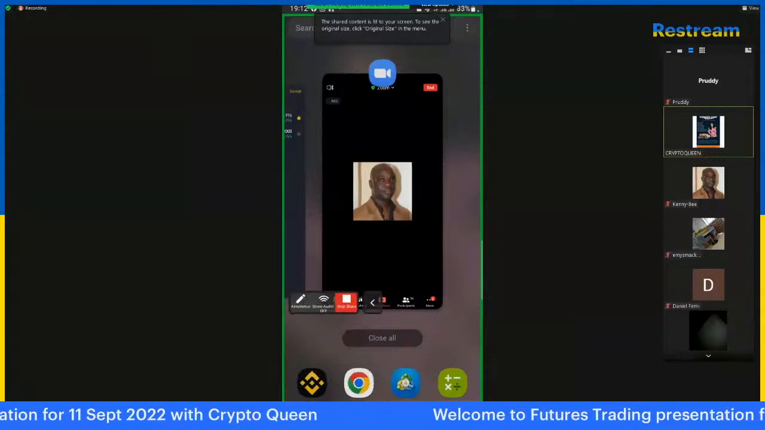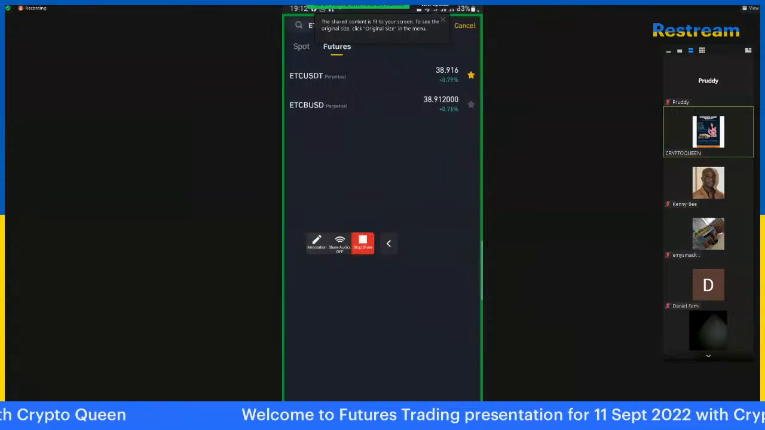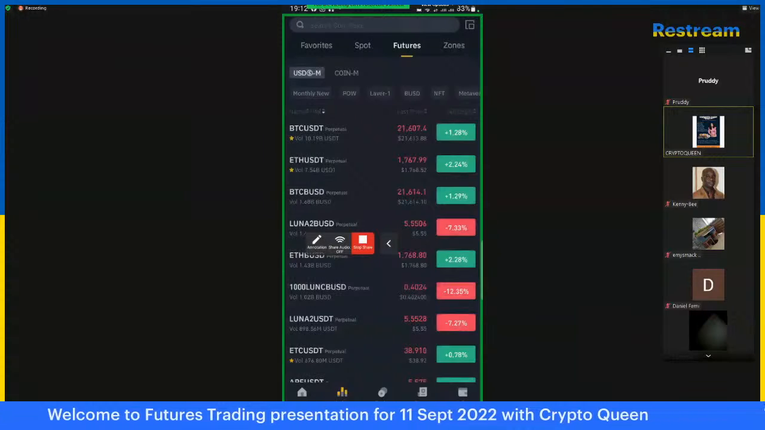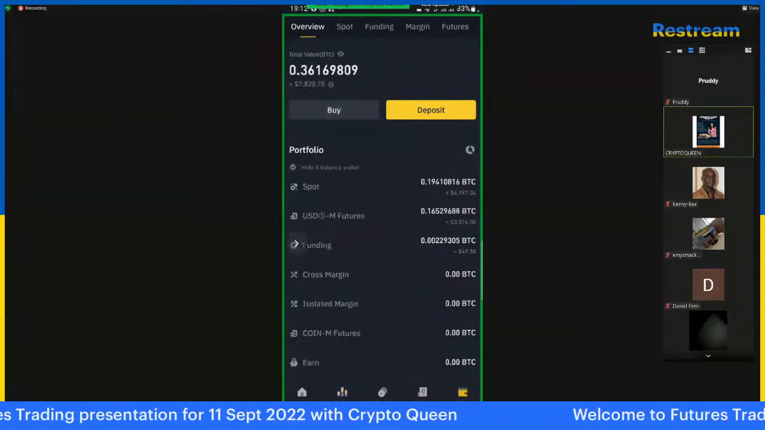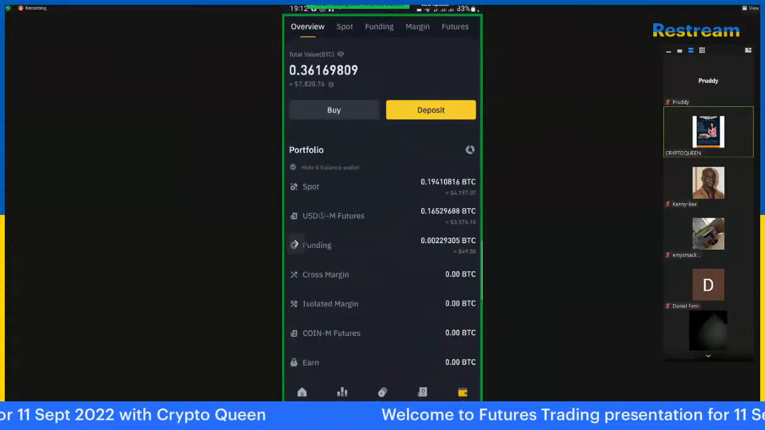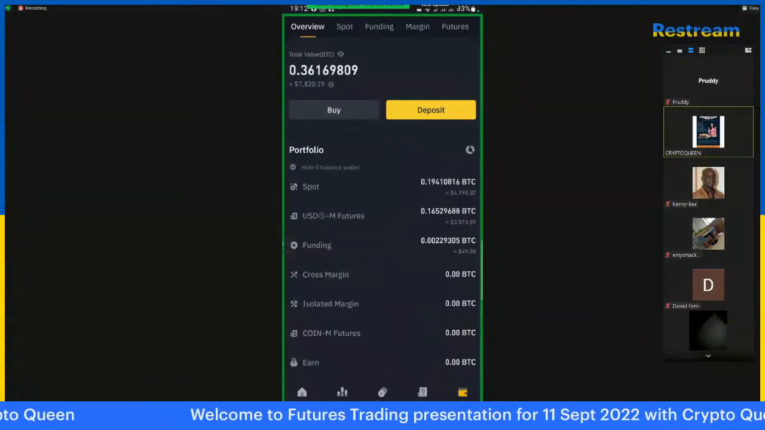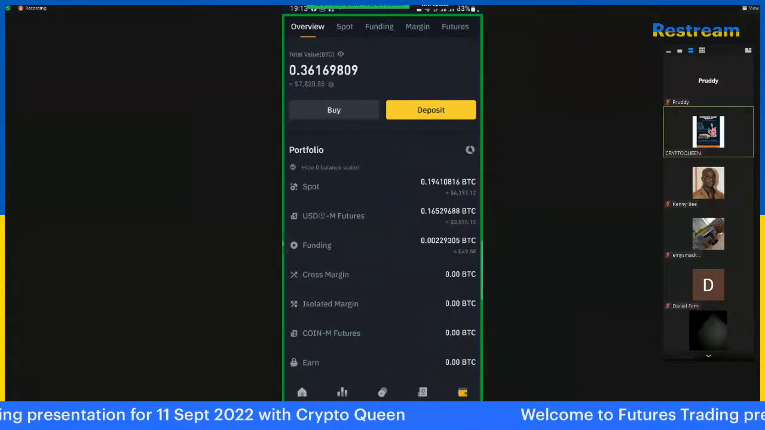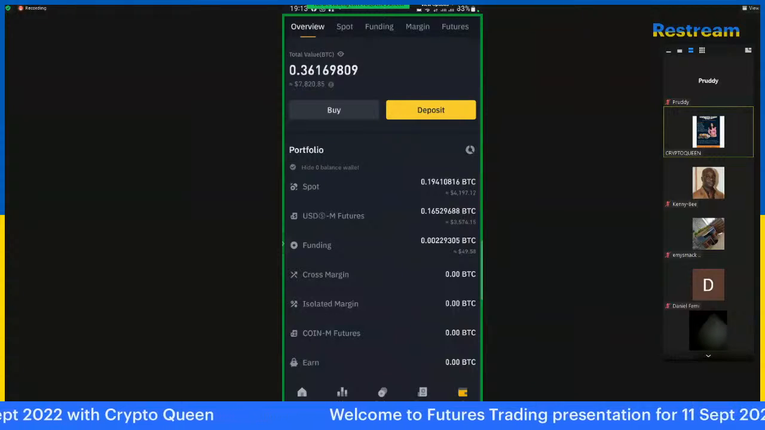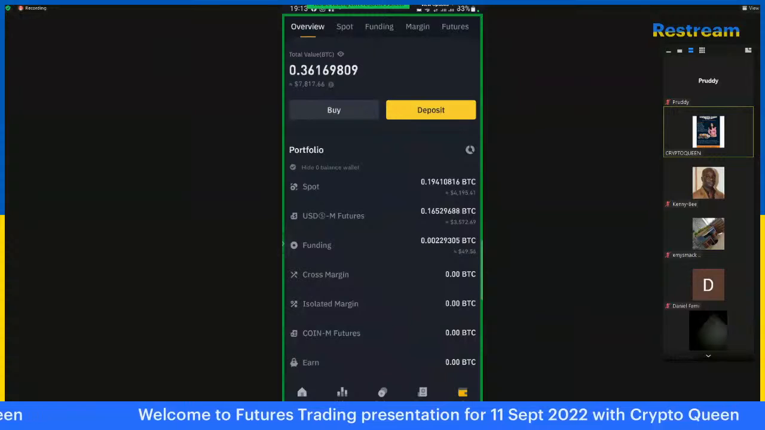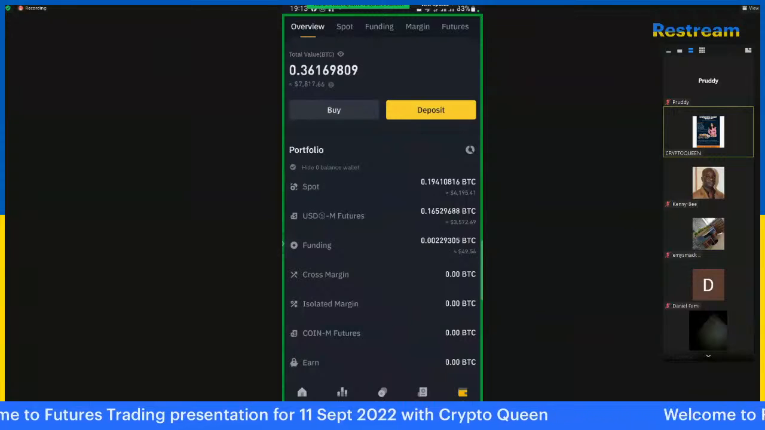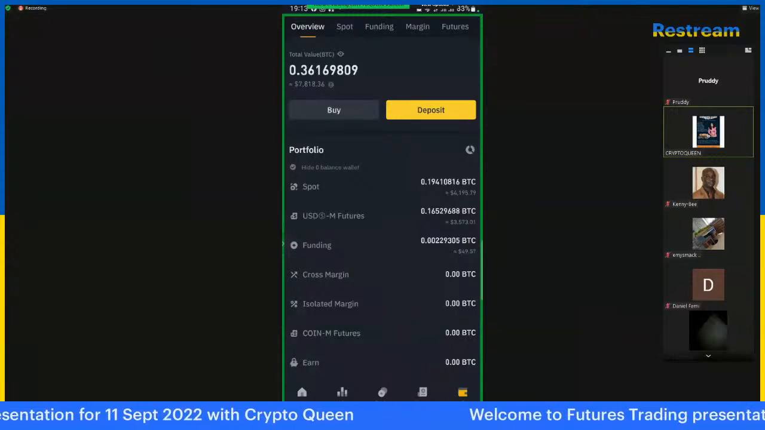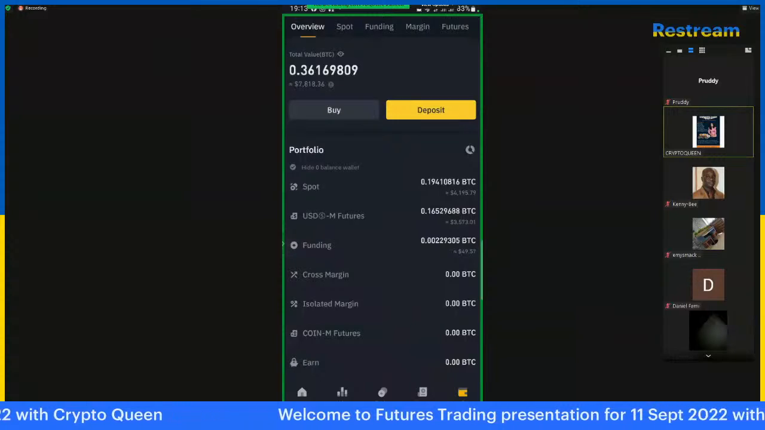So the first thing you do as a futures trader is to activate your futures account. Before you can trade in futures, it is expedient that you activate it. Sometimes you may be asked for a referral ID. You can ask anyone for a referral ID for futures.